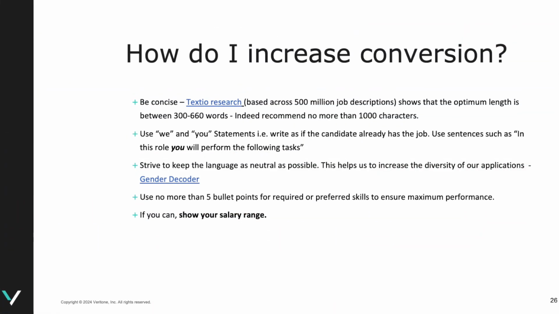So again, if you look at really large data sets, both when you look at Textio and Indeed, they've kind of converged on this, looking at 660 words or 1,000 characters. It's about the same thing, but the point is to be concise. Now, I'm not going to touch on all of these in a huge amount of detail. For example, Charles Olio already talked about things like the gender decoder, which I think is great. I've got a free tool in there.